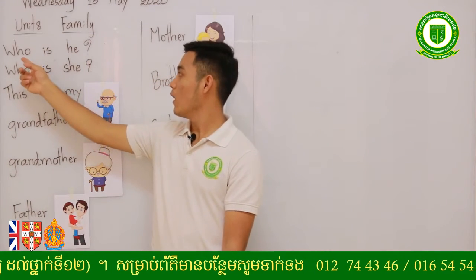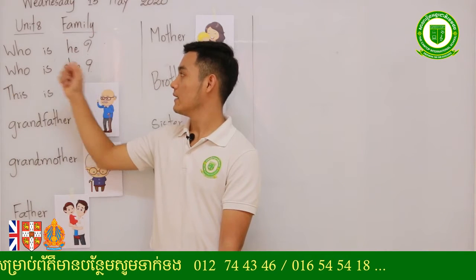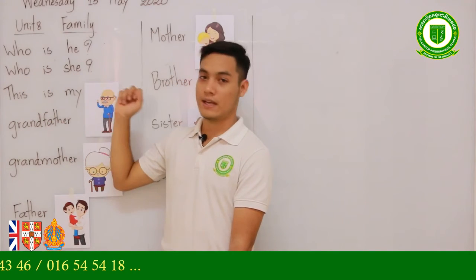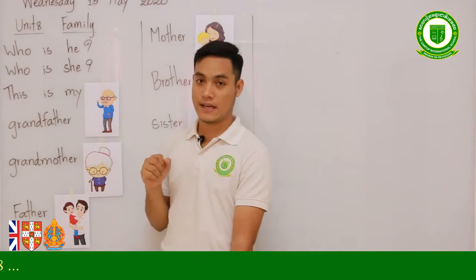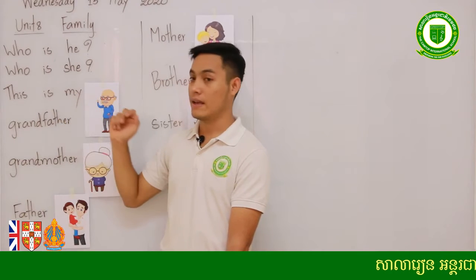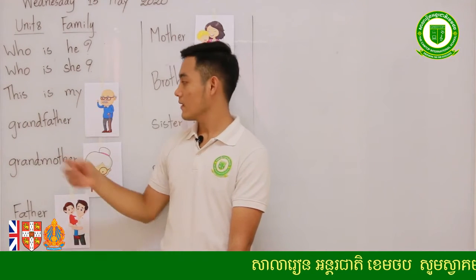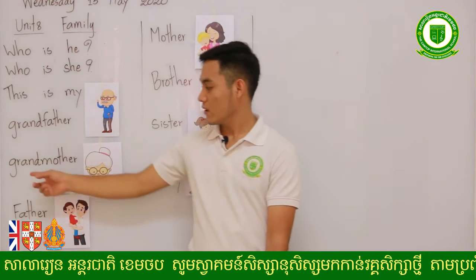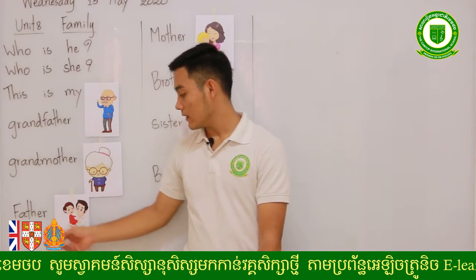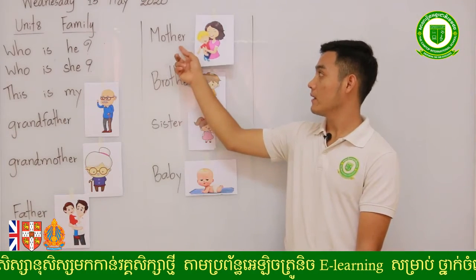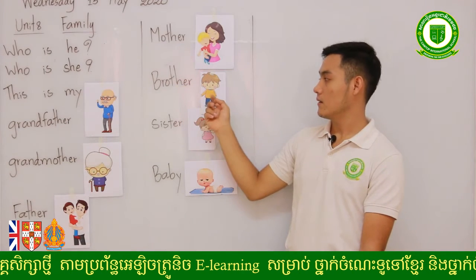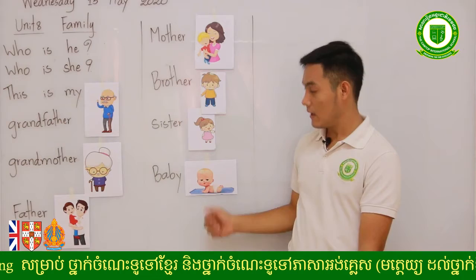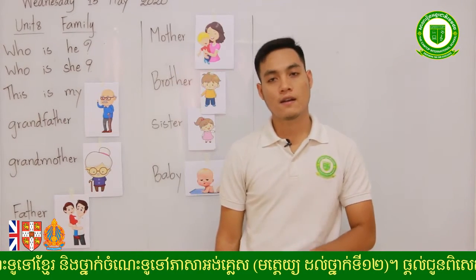Family. Who is he? Who is he? Who is she? Who is she? This is my grandfather. Grandmother. Father. Mother. Brother. Sister. Baby. Okay, so these are the new words.